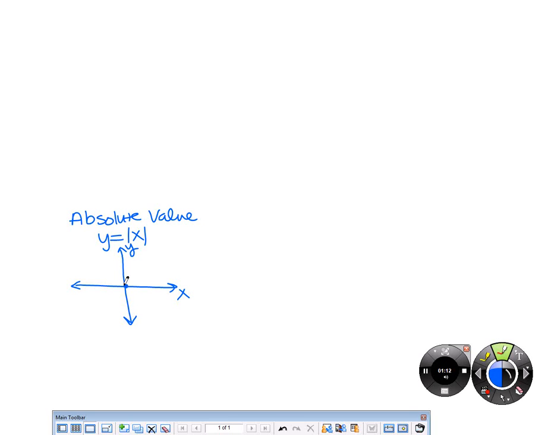So you're going to have a point at 0, 0. And then go ahead just to emphasize that the slope is 1. Give yourself that point at 1, 1 and at negative 1, 1. And then go ahead and draw your V. Okay.